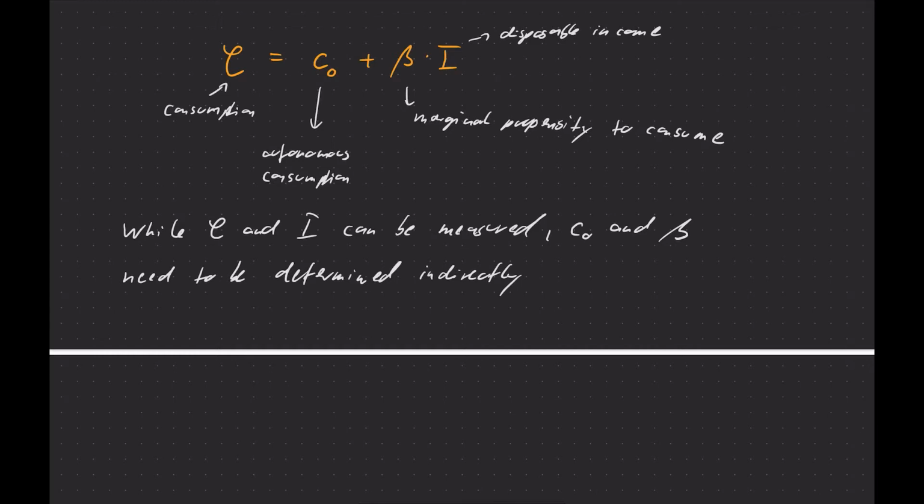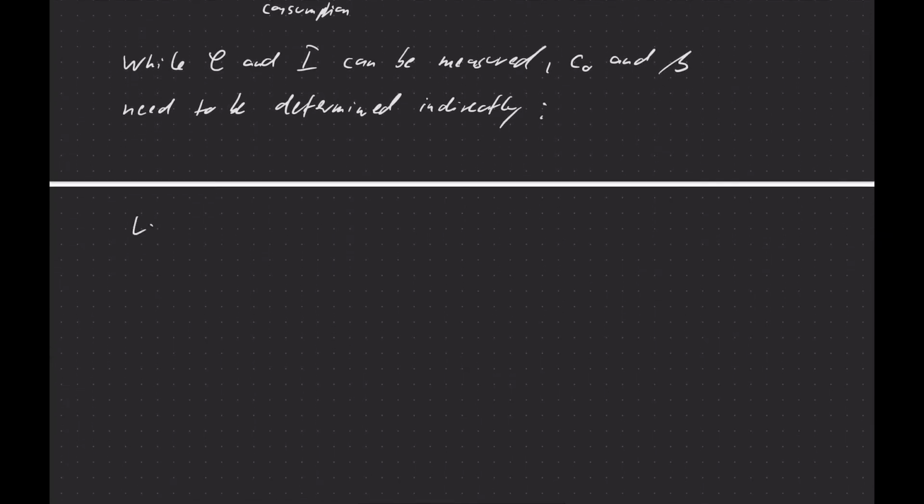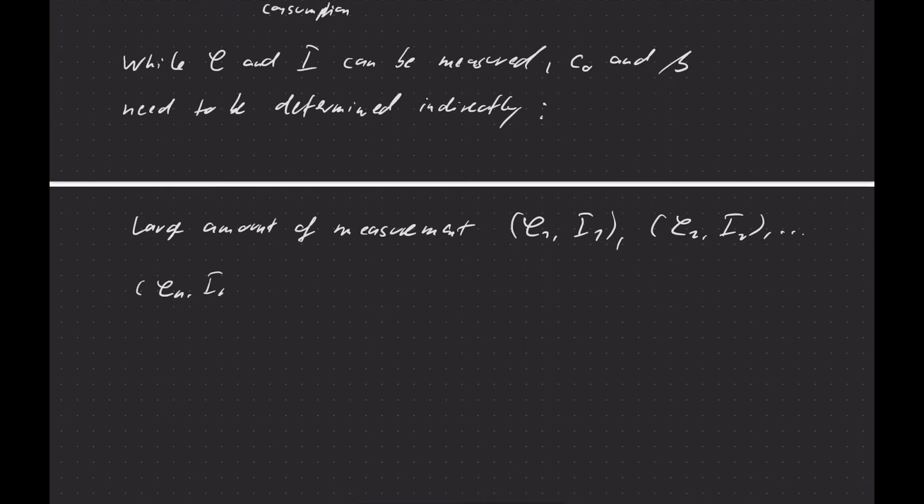So what you do is you take a large amount of measurements and then you try to infer C0 and beta from that. So you do a large amount of measurements, and you have a long list of measurements, C1, I1, C2, I2, and so on, up to some Cn, In. And then you want to infer C0 and beta from these measurements.